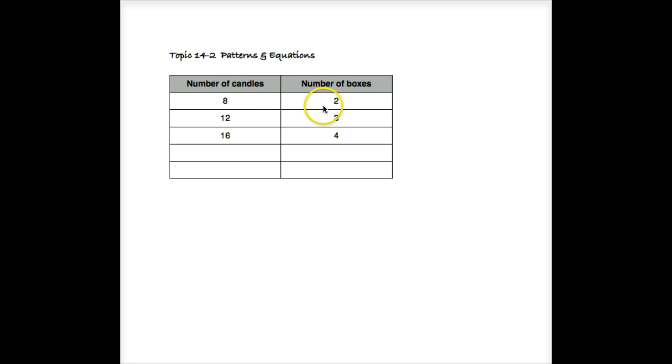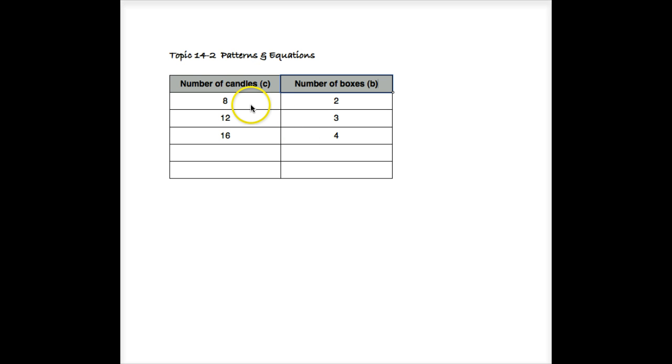So here we have candles and here we have boxes, and for purposes of us learning and developing our rules and equations, we're going to call the number of candles C, and we're going to call the number of boxes B. And what we're looking for is how can we describe what's happening in this pattern, not just to say it, but to describe it, to say what's happening.